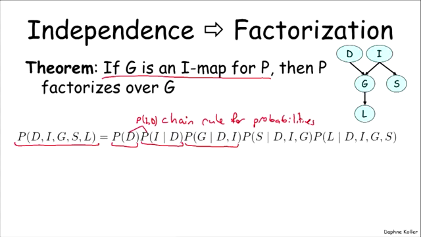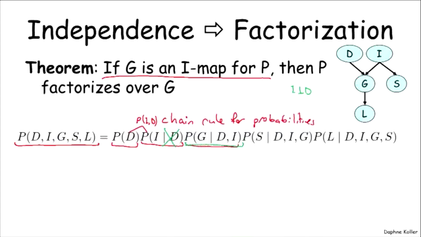We haven't used any notions of independence yet, so where do we use that? Well, we're going to look at each one of these terms and see how we can simplify it. P of D is already as simple as it gets. Now let's look at the next term, which is the probability of I given D. Looking at this graph, I and D are non-descendants, and we're not conditioning on any parents. We've already shown that I is independent of D, and so, using one of the definitions of conditional independence, we can erase D from the right-hand side of the conditioning bar and just get P of I.